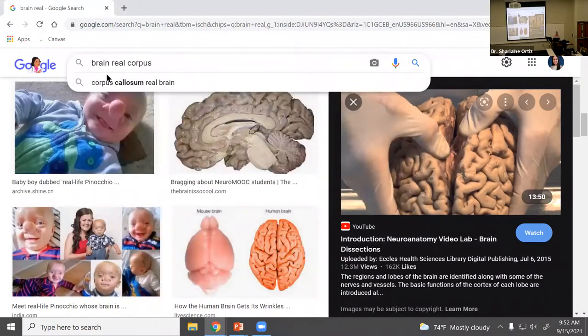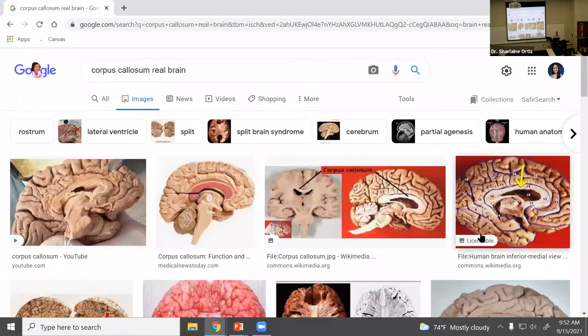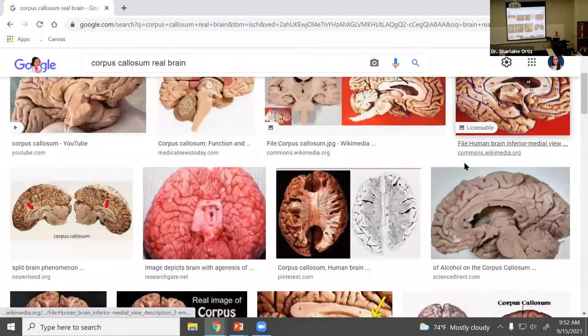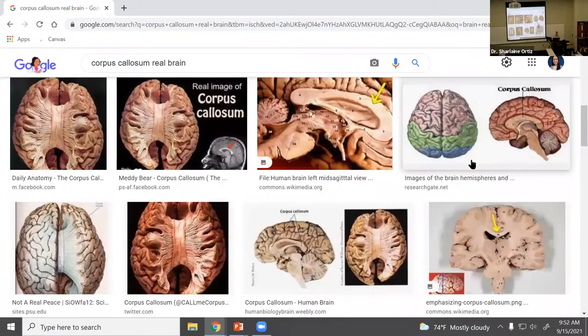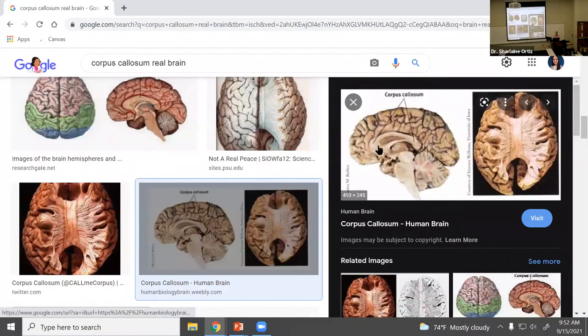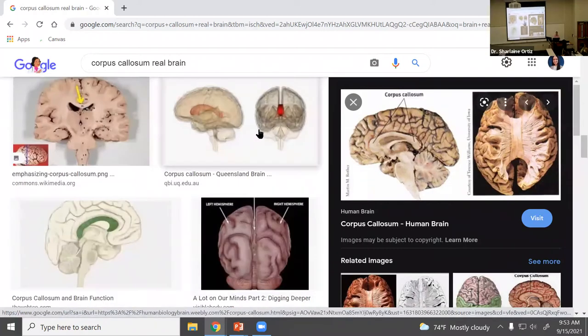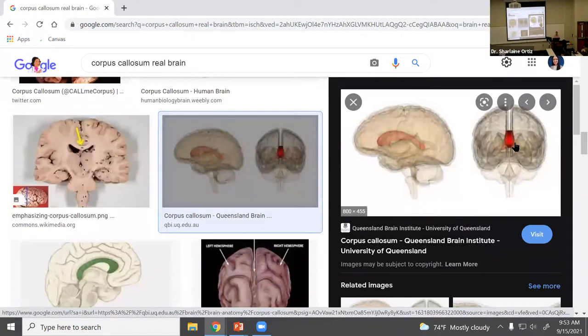We need that type of connection because unfortunately some people have the misconception that our brain is split in the sense that no two sides communicate with each other. But notice that that structure down here in the middle is that bridge that will connect one side of the hemisphere to the other. It allows for that cross communication between both sides of your brain.